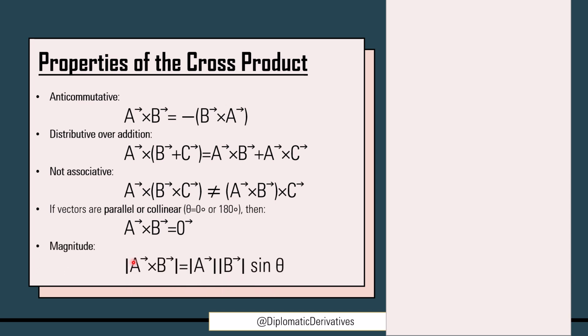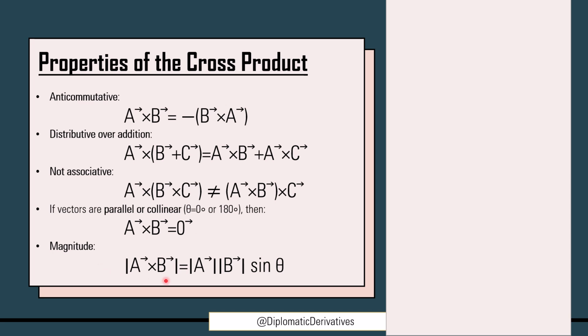Also remember that in the dot product, if vectors were perpendicular, then the dot product is 0, that is, the angle is 90. In case of cross product, if the vectors are parallel or collinear, then the cross product will be 0.